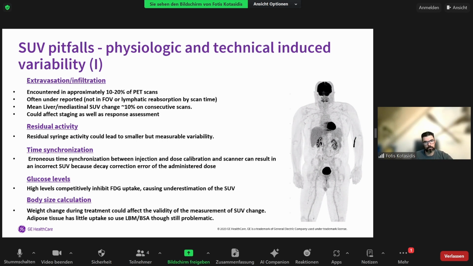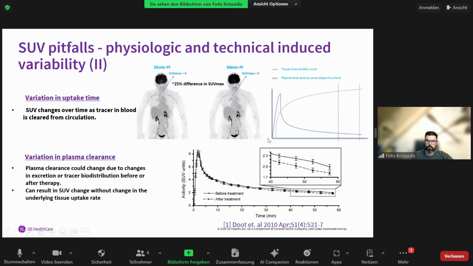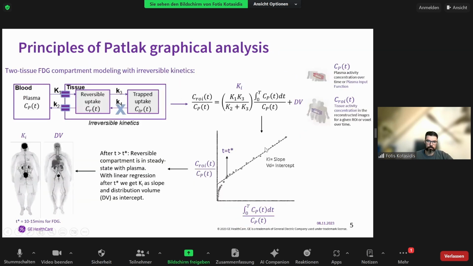I'll just highlight a few of them: extravasation, synchronization issues with the scanner, the calibrator, or body size calculations. On top of that, you have variations in uptake time. Centers tend to scan at 60, 70, or 80 minutes post-injection, and following therapy, sometimes the patient doesn't go on the scanner at exactly the same time. So that also contributes to the variability of the SUV. And then you also have variations in plasma clearance. Because of that, there is a move towards Patlak analysis, as the previous speaker mentioned.